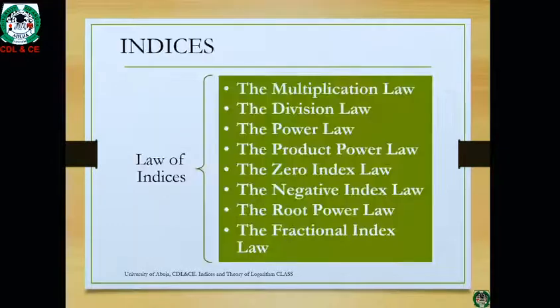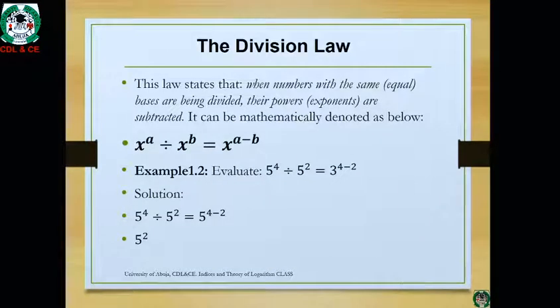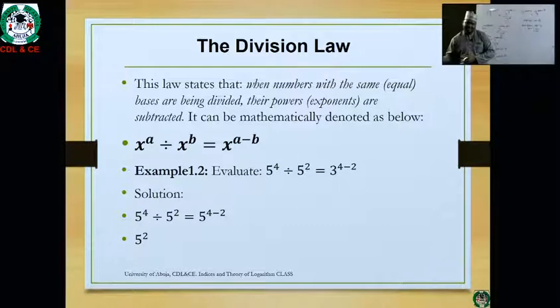Then law 2, which is the division law. When two or more bases with indices are dividing each other, we pick a common base and we subtract the indices. As you can see in the illustration in the frame.